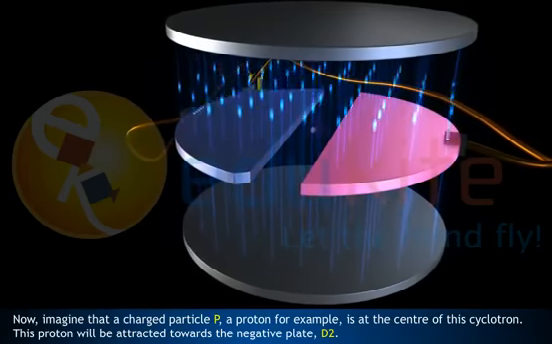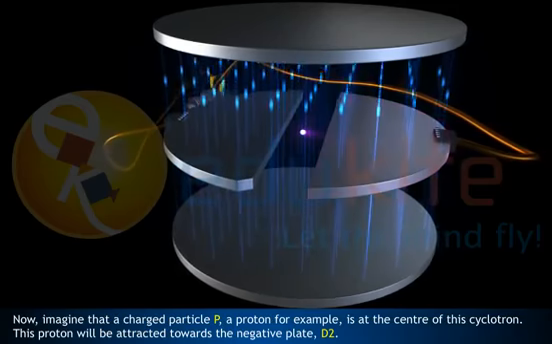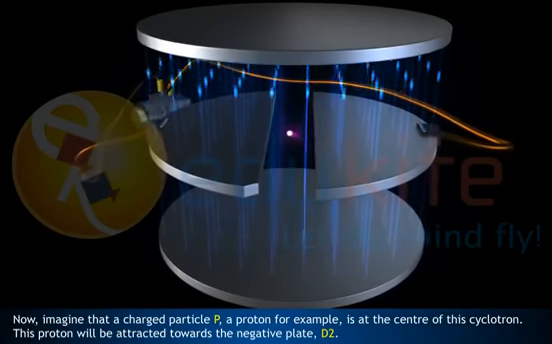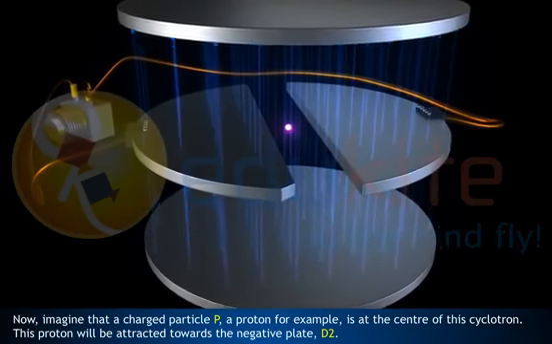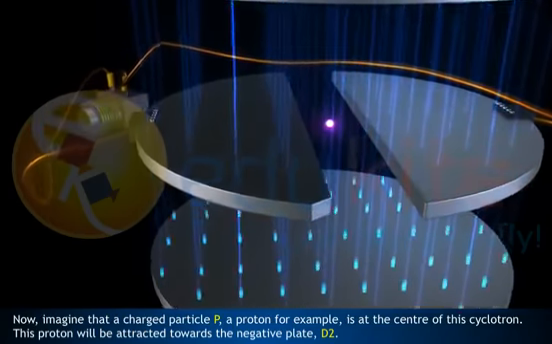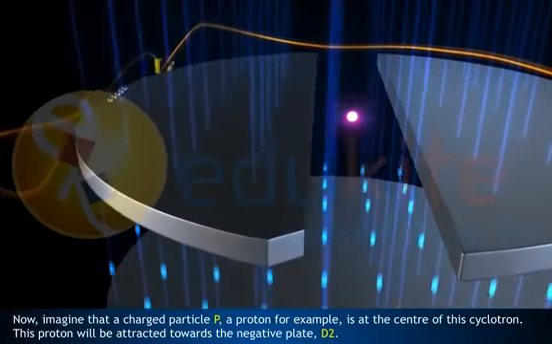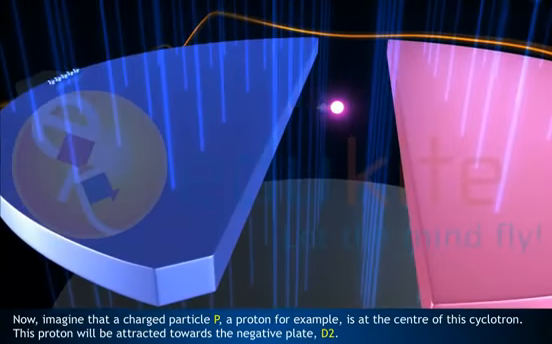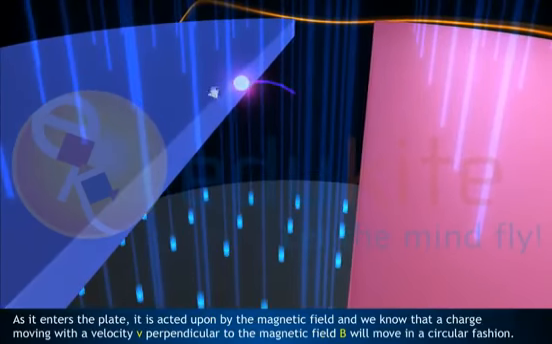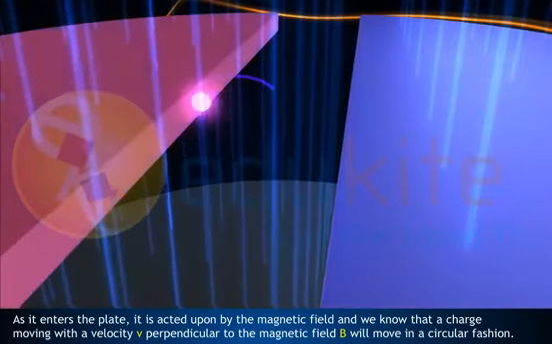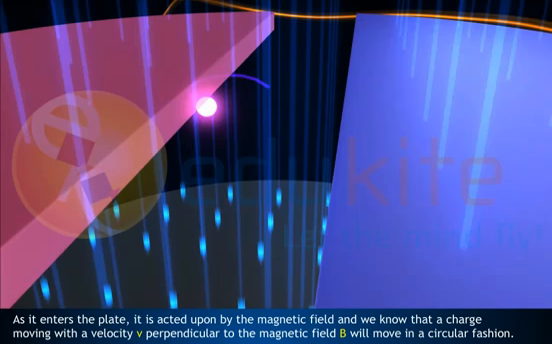Now imagine a charged particle P. A proton, for example, is at the center of this cyclotron. This proton will be attracted towards the negative plate, D2. As it enters the plate, it is acted upon by the magnetic field, and we know that a charge moving with a velocity v perpendicular to the magnetic field B will move in a circular fashion.